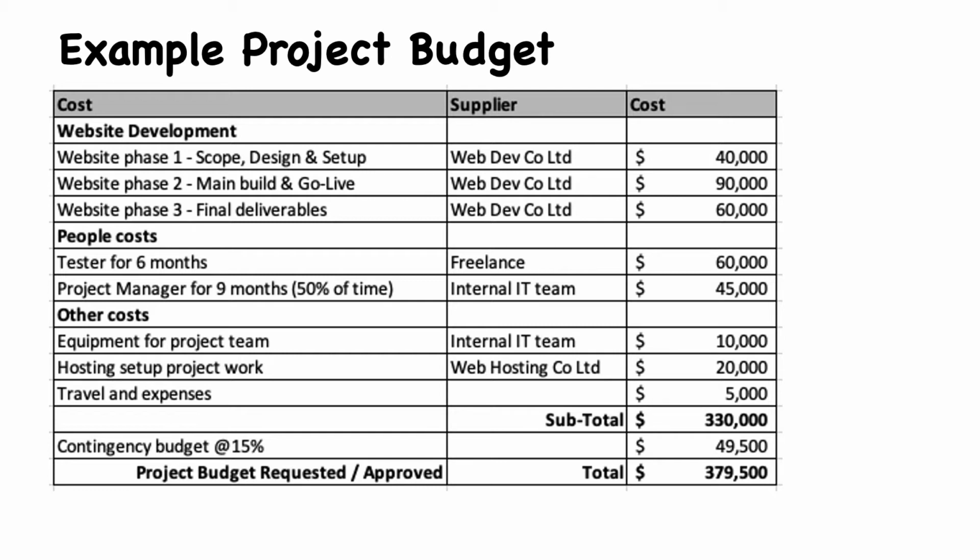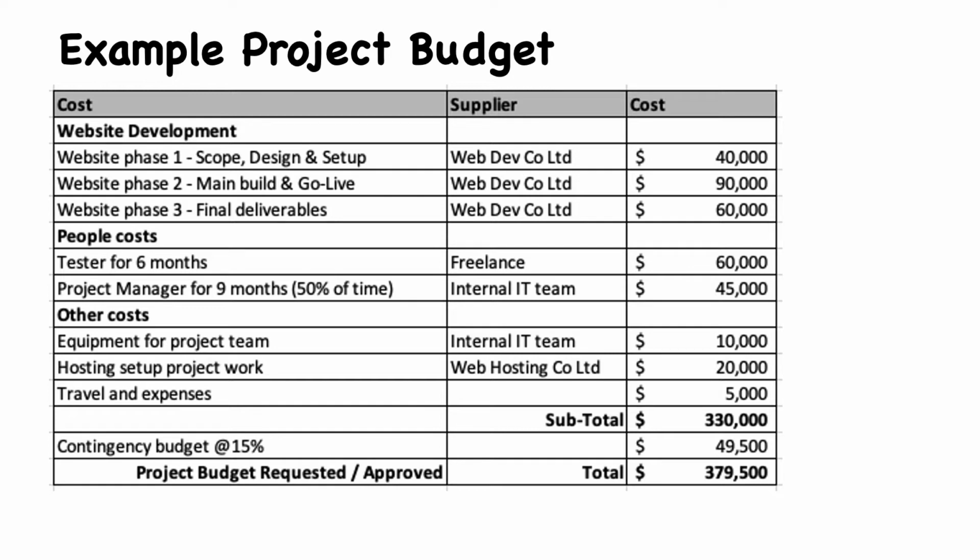So we've got equipment for the project team. I've put that in as a nominal sort of £10,000. I've got some hosting set up. So this is for the hosting of the system that we're building of £20,000, and I've put travel and expenses in at £5,000. And overall, I've added a contingency here of about 15% to the overall project.